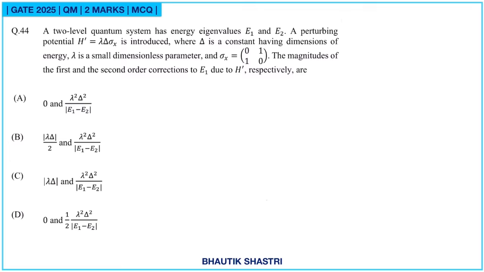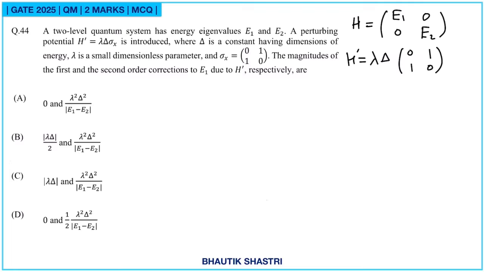First of all, let's write down the unperturbed Hamiltonian, that will be H, and it has eigenvalues E1 and E2, so we can write it like this: 0, E1, E2. And also we have H dash, which is lambda delta sigma x, which is 0, 1, 1, 0. Now eigenvalues of this H are E1 and E2, and corresponding eigenfunctions will be 1, 0 and 0, 1.